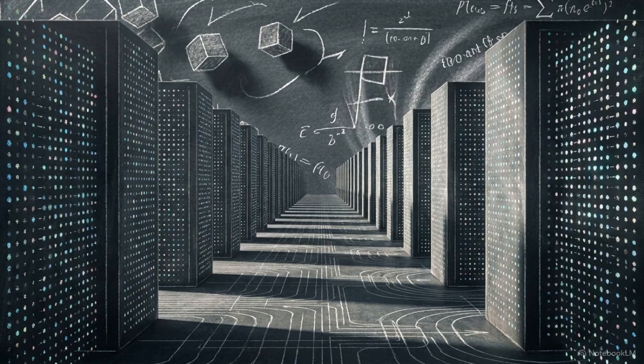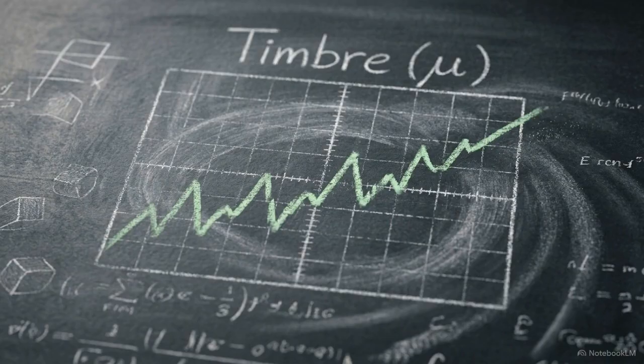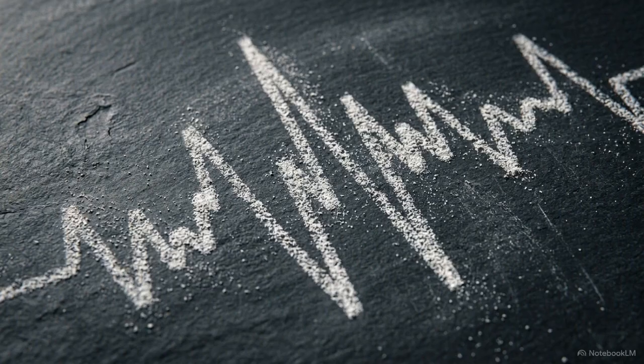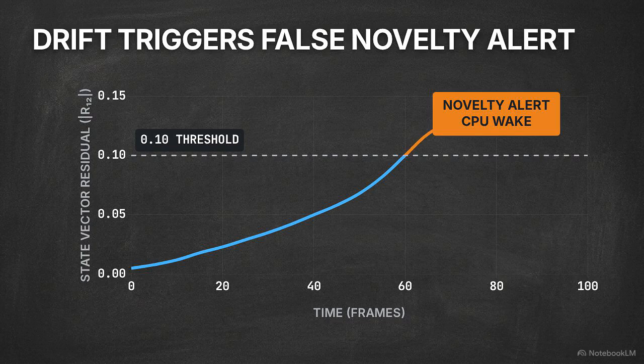static threshold. Over thousands of cycles, the system is susceptible to entropic drift. This is a slow, accumulated creep in the data's timbre channel. It is not an actual structural break, but rather harmless system noise. This graph tracks a signal as it slowly drifts upward. Left unchecked, this harmless noise eventually breaches the 0.10 threshold boundary, triggering a false positive novelty alert.